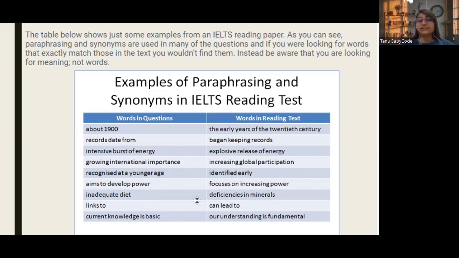Inadequate diet, deficiency in minerals. So again, when you don't have an adequate diet, that means you are deficient in minerals, right? Nutrients. Links to has been replaced with can lead to. So again, a synonym here. Current knowledge is basic; our understanding is fundamental. So you can expect to face these types of words in the reading test and different words in the question, that means the paraphrased form.